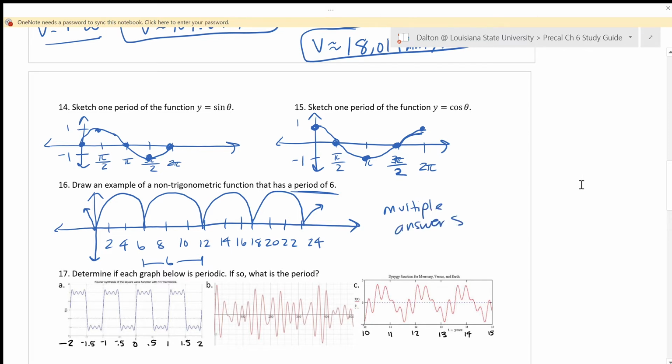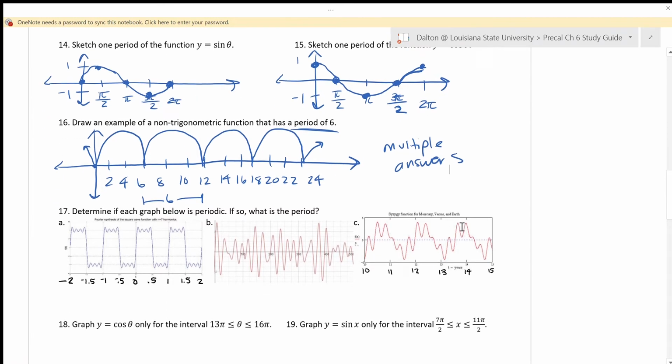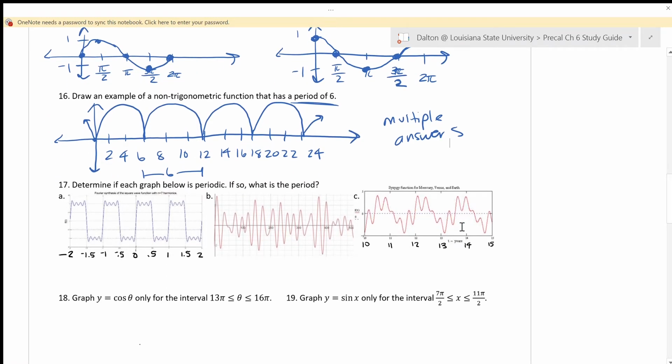Number 17, determine if each graph below is periodic. If so, what is the period? So periodic meaning it repeats the same y values over and over and over again. So let's look at part A. This graph is periodic. You can see that it starts repeating itself and it looks the exact same over and over and over. So we can tell it's periodic.